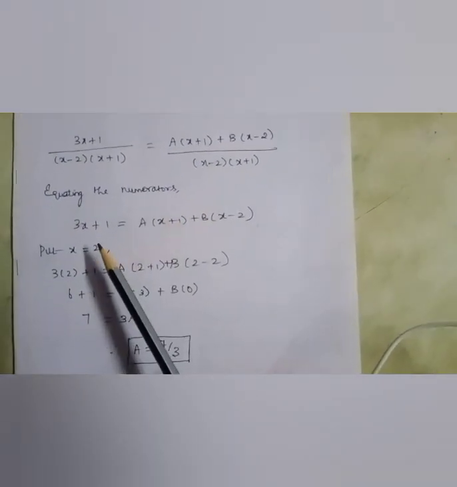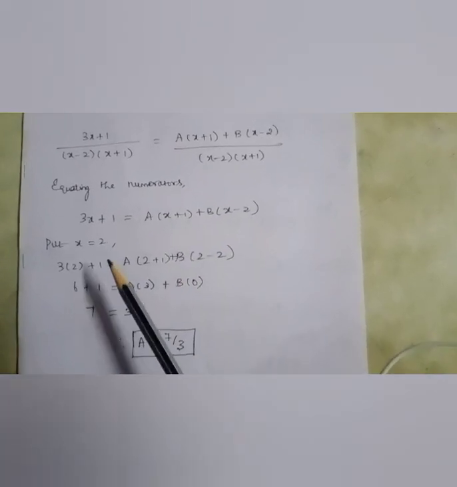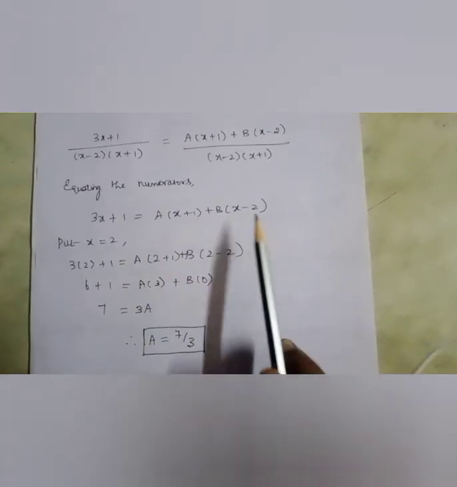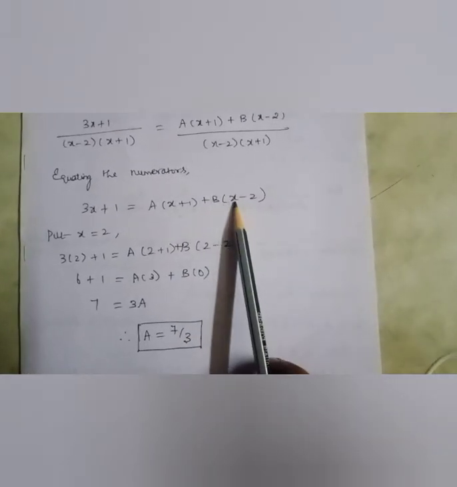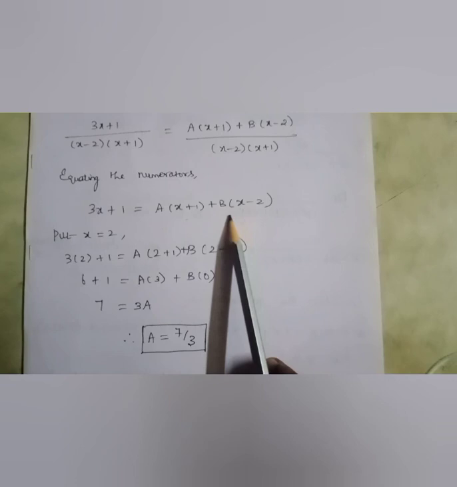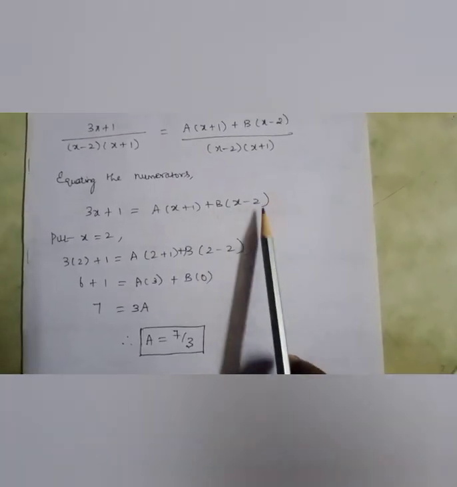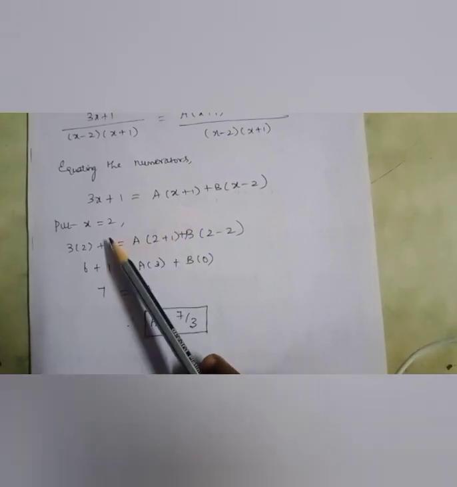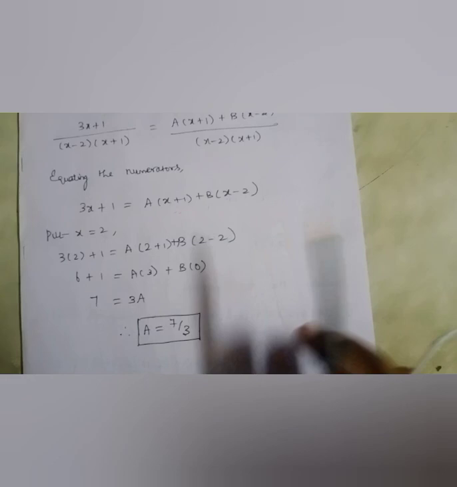Equating the numerators, I am getting 3x plus 1 is equal to a into x plus 1 plus b into x minus 2. Now my aim is to eliminate one of the variables to get the value of the other variable. So for example, if I substitute x as 2, b into 2 minus 2 will make b 0 and it will be automatically eliminated, so that I will reach the value of a. So when I am substituting x as 2, I am getting 3a equal to 7. So a is equal to 7 by 3.